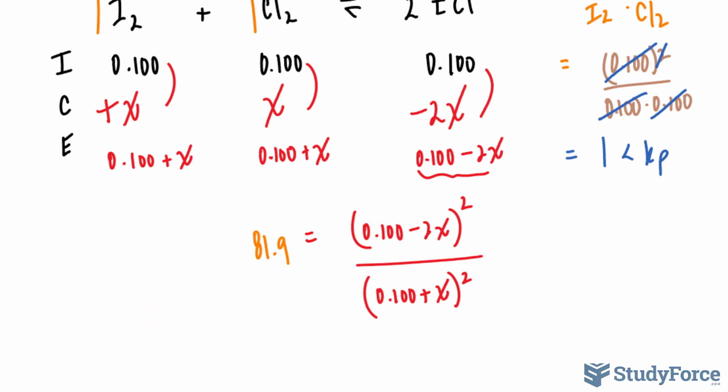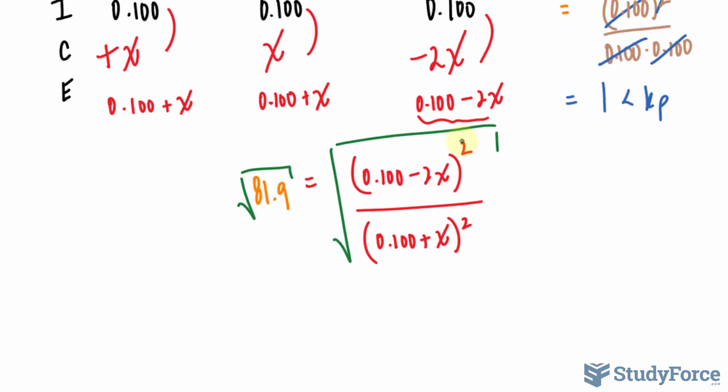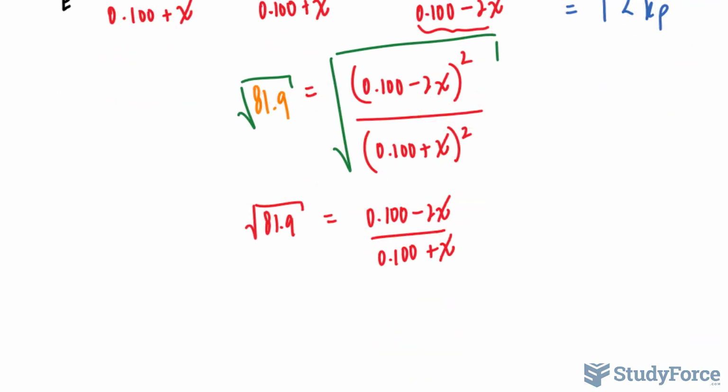Lucky for us, this is easier than the other questions that we've done because we can simply square root both sides, and by square rooting both sides, mathematically, this power and this power of 2 go away. So we have the square root of 81.9 is equal to 0.100 minus 2x over 0.100 plus x. Also be mindful, and we've discussed this in the past with other examples, that when you square root a number, 81.9 in our case, you'll end up with a plus minus value. So the root of 81.9 can be either plus or minus. So keep that in mind as you answer.